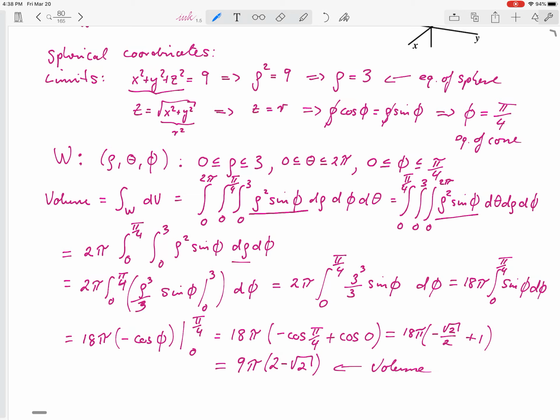The units, they didn't tell us any units, but it's a volume. So if in our original problem we had centimeters, then the volume would be centimeters cubed.